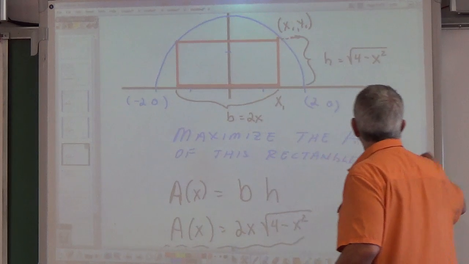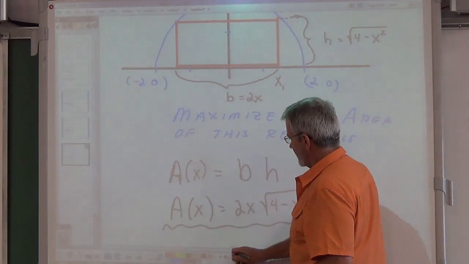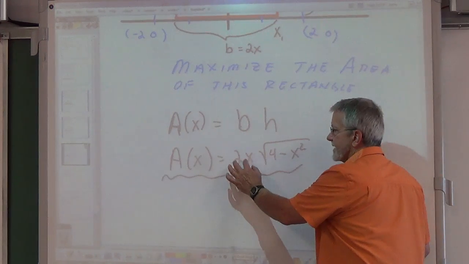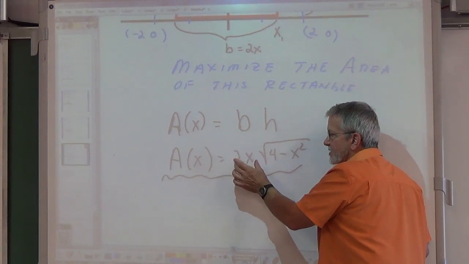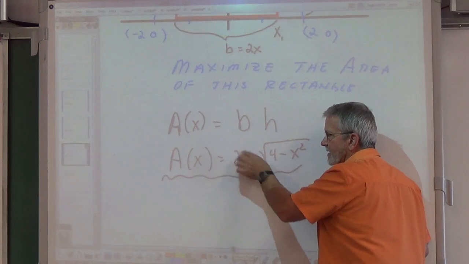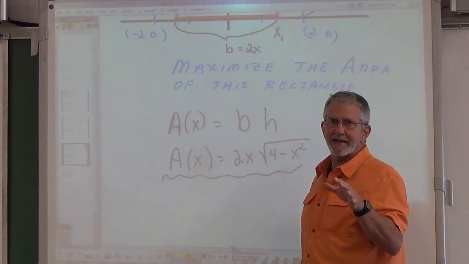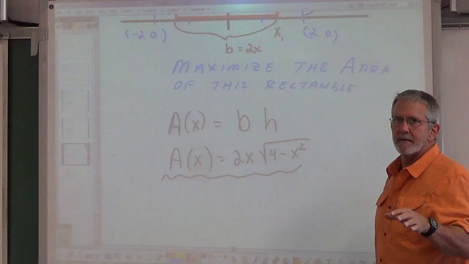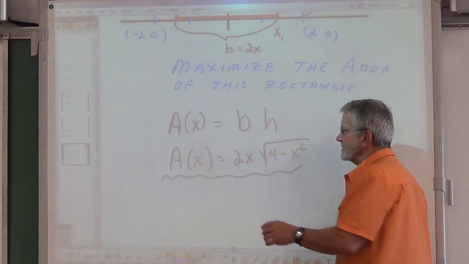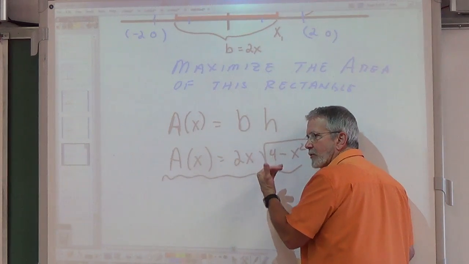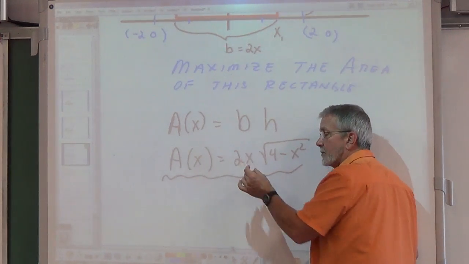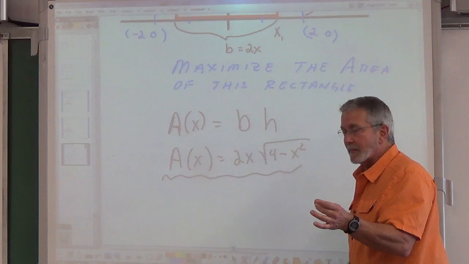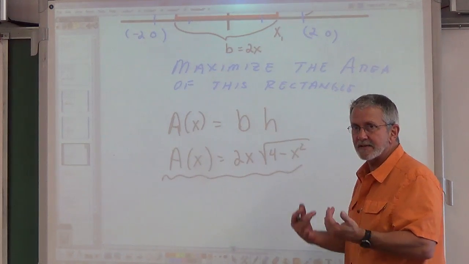So if I look down here at my area function, 2x represents the base. x can't be negative, because as soon as x is negative, I have a negative base. Negative bases cannot happen in geometry. Bases have to be positive. So x has got to be greater than 0, nor can x be equal to 0. If x is equal to 0, my base is nothing, and my height is 2. Again, I just have a line segment and not a rectangle.